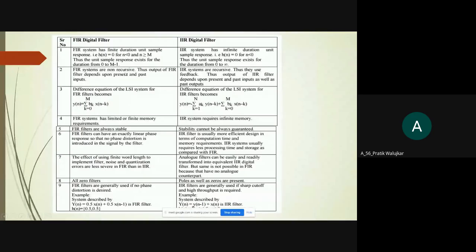FIR systems are non-recursive. As I said earlier, feedback is not present in the FIR system, and in the IIR system feedback is present, so it is recursive. The equation we saw in the earlier slide. A FIR system has limited or finite memory requirements, and an IIR system requires infinite memory. A FIR filter is always stable, and stability cannot always be guaranteed in the IIR filter.